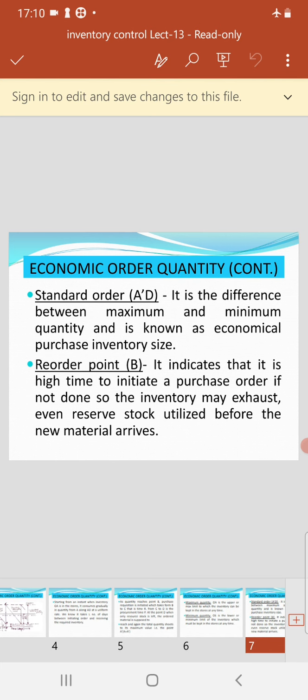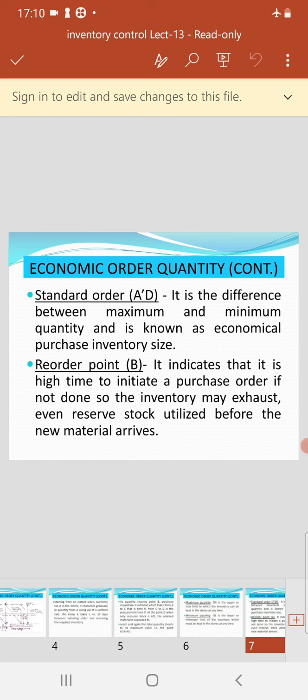So what is standard order? It is the difference between the maximum and minimum quantity, and it is known as economical purchase inventory size or standard order size. And what is the reorder point? It indicates that it is high time to initiate a purchase order, because we have already calculated the number of days required from placing an order to receiving it, and the rate of inventory consumption.